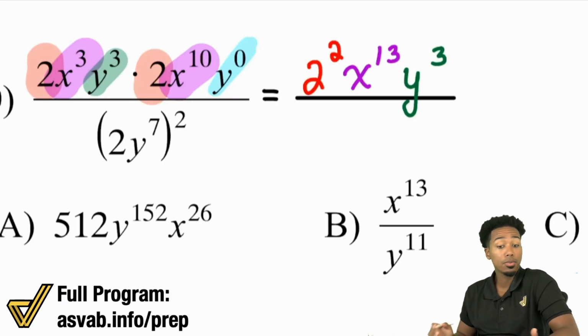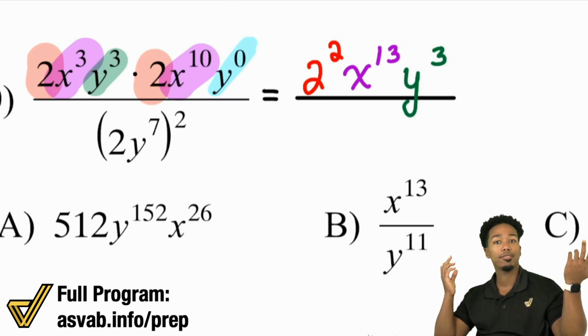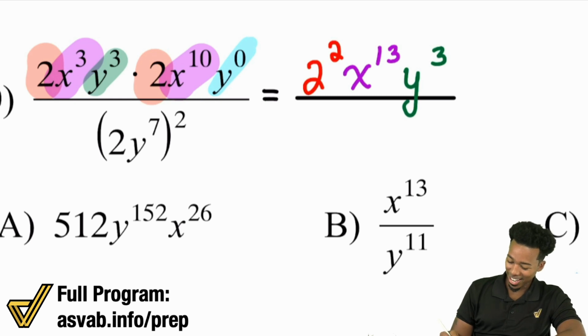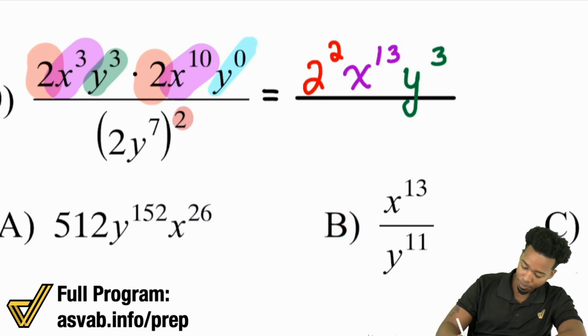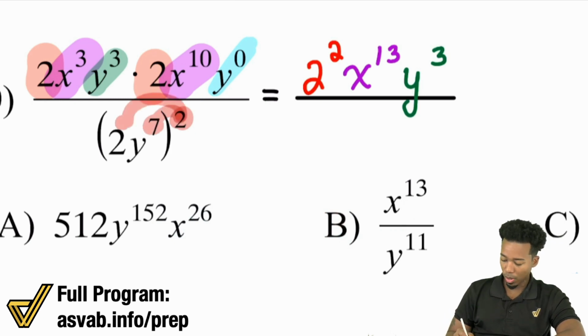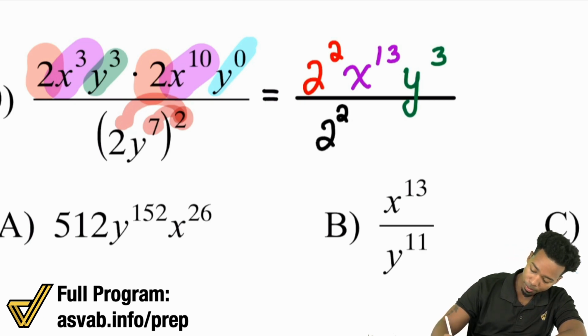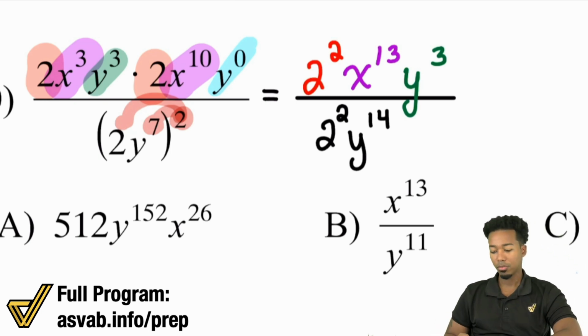Now in the denominator, if we want to take care of that parentheses with the exponent, sure, why not? Let's do it. So here we're going to go ahead and distribute. Let me make it red or something like that. We can distribute that 2 to here and here. So what we'll have then, my party people, will be 2 to the power of 2, and then y to the power of 7 times 2, which is 14. Sweet. What advantage does this give me? Well, the advantage of seeing how I can simplify.